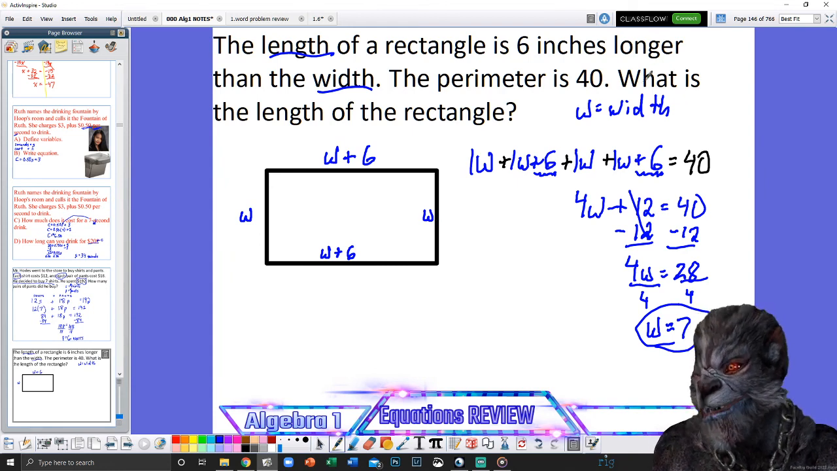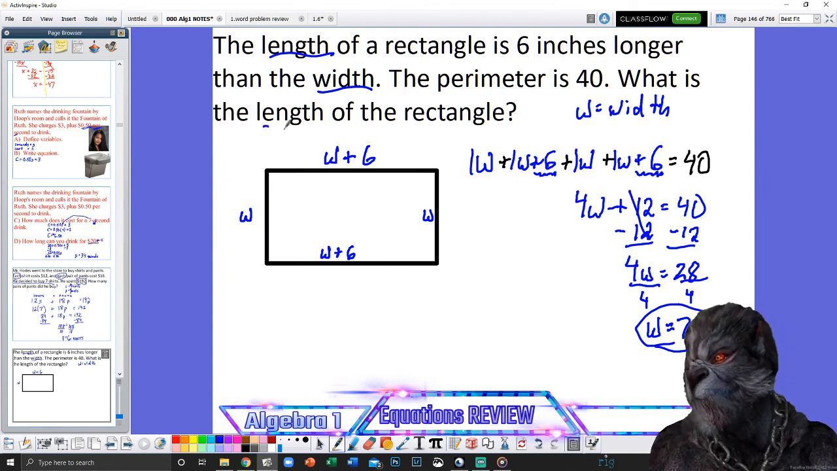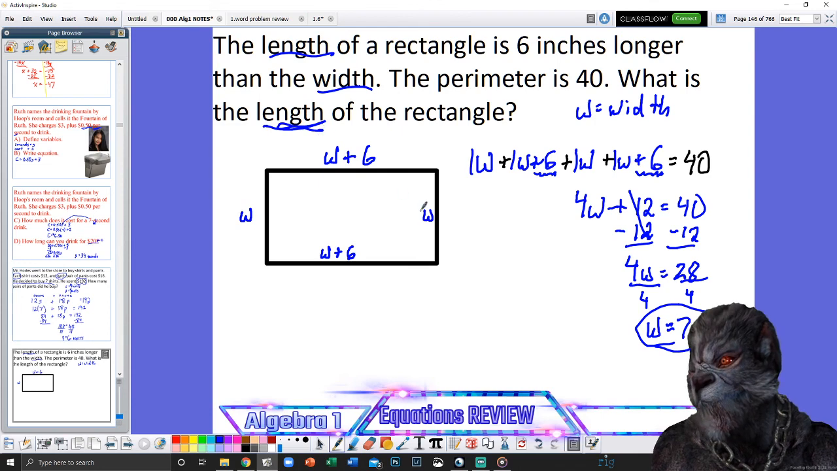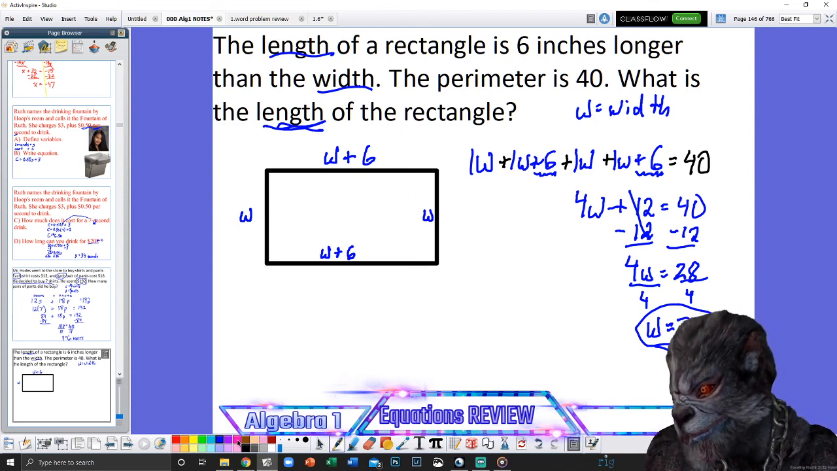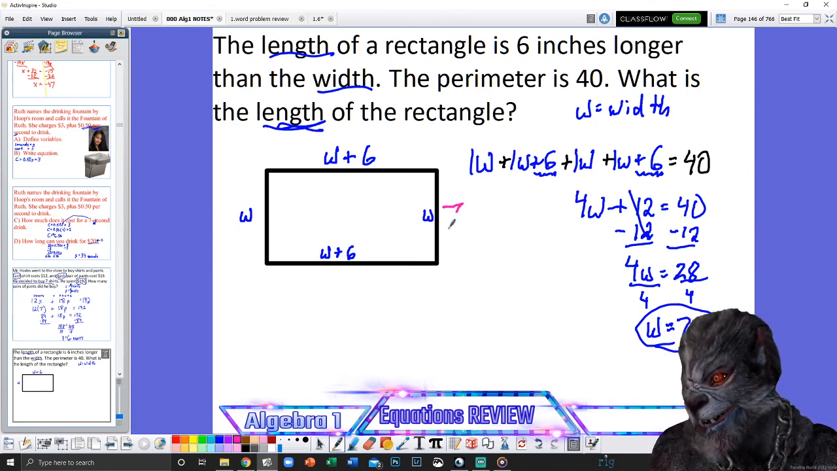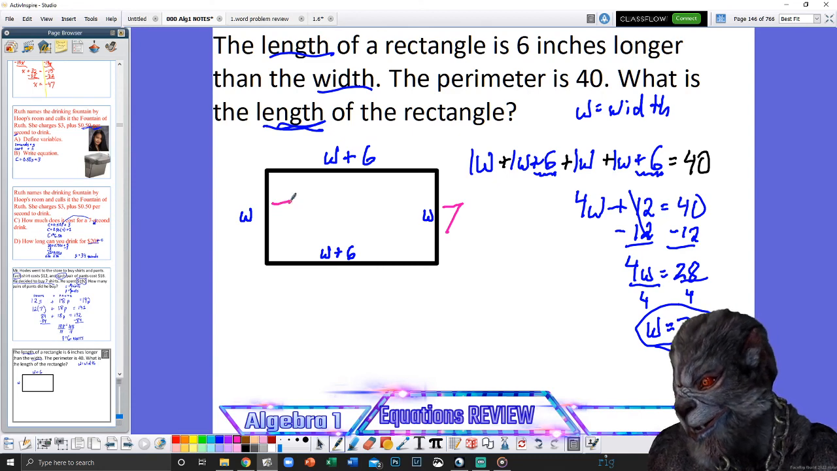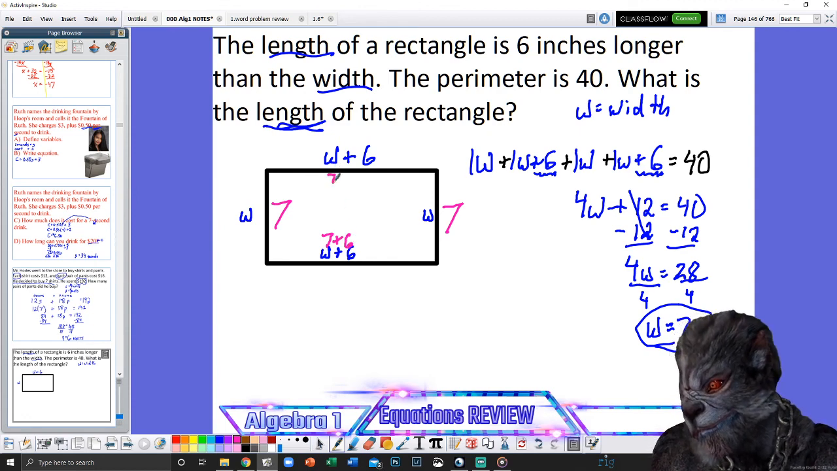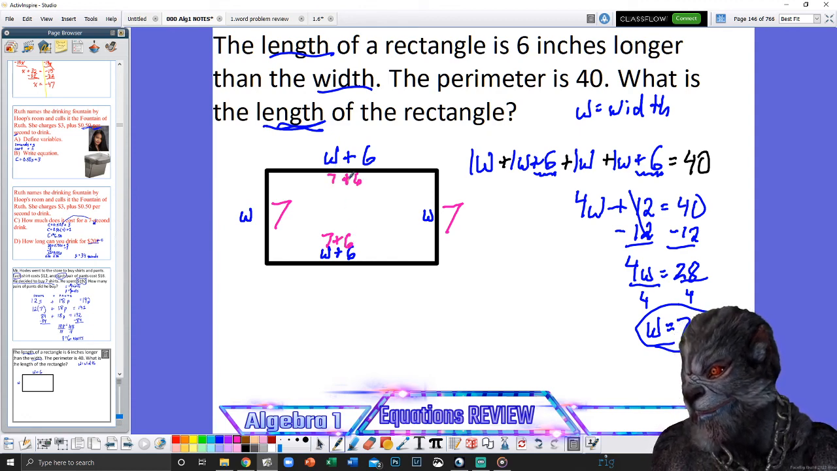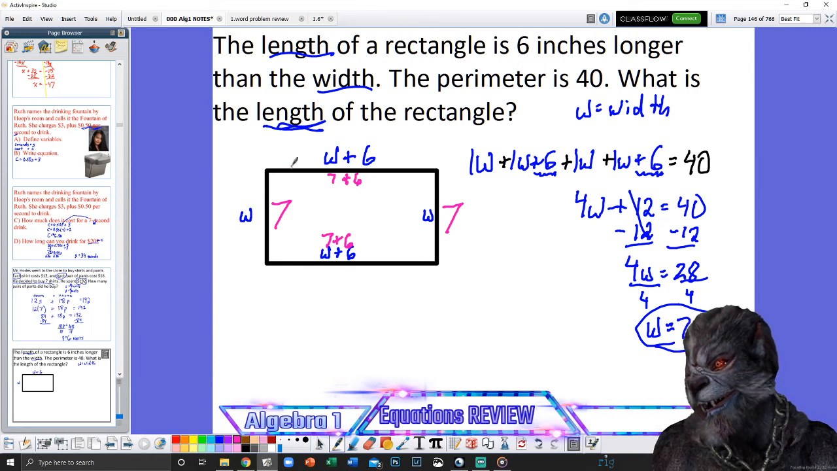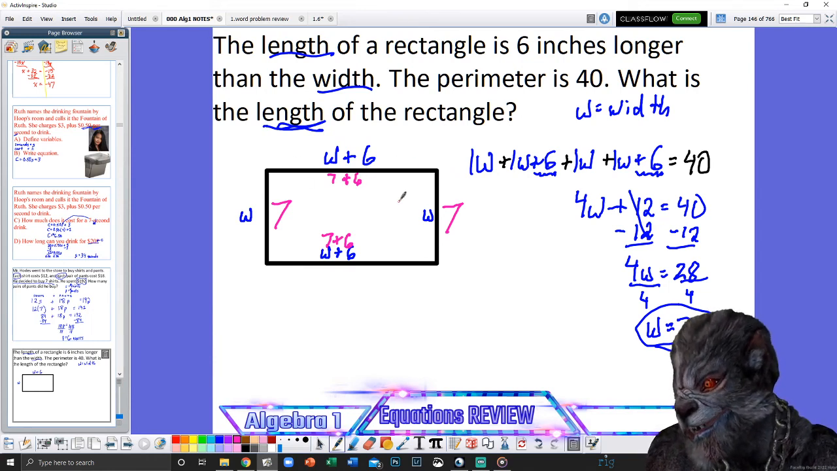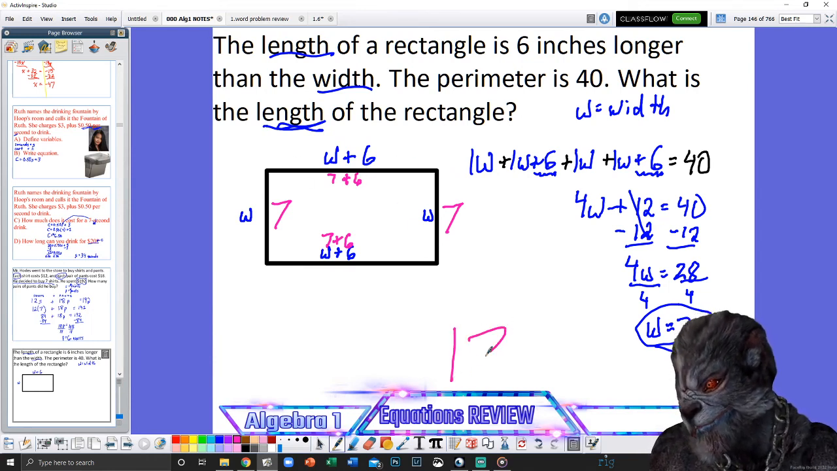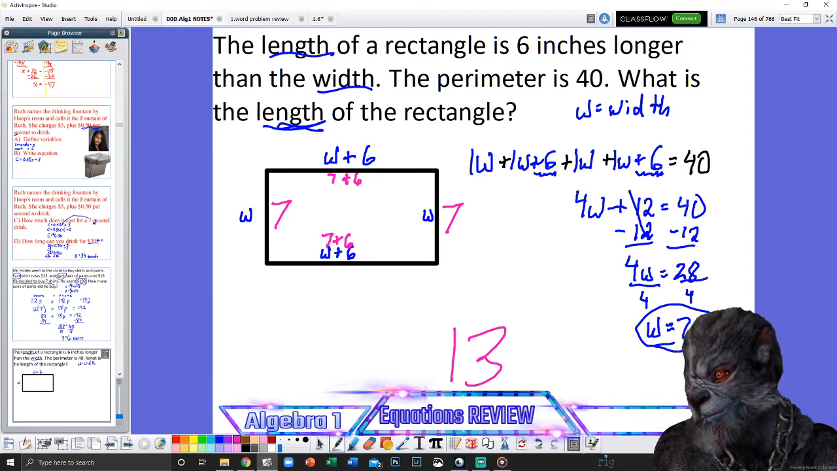Now the question though asks, what is the length of the rectangle? So since this is 7, I'm going to put a pink 7 there to help you. And this is 7. W is 7, so that would be 7 plus 6. And this would be 7 plus 6. So 7 plus 6, that would give me this whole side. What is 7 plus 6? 13. Lucky 13 is your final answer.